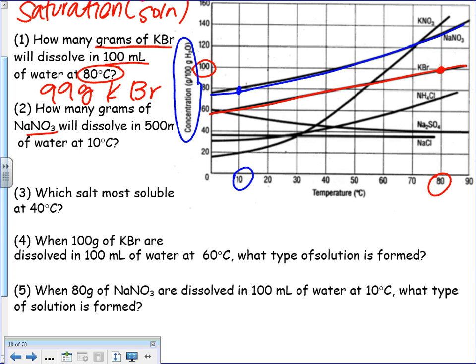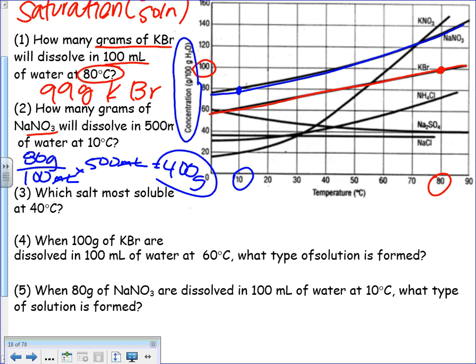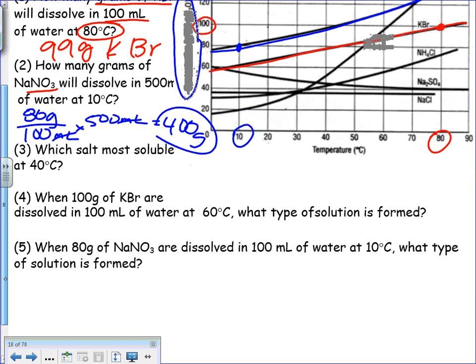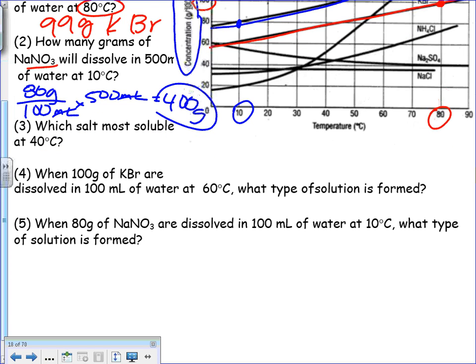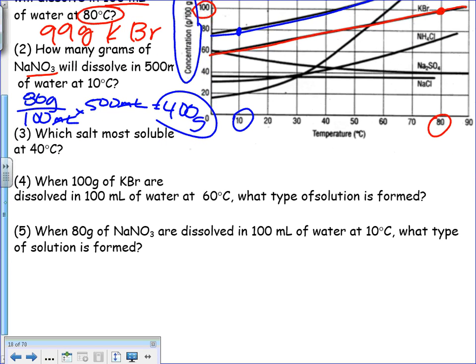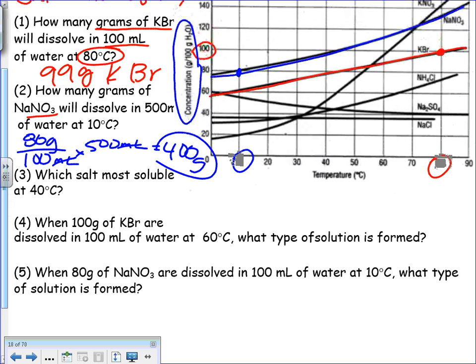How much would be in 500 milliliters of water? Yeah, so you're timesing by 5, so 400. So you're going to be 80 grams per 100 milliliters of water. So basically, I'm just going to times by 500 milliliters of water. This is just doing dimensional analysis, but it's just times by 5. And so you get 400 grams that would dissolve. Keep going. Actually, let's scroll down so you can see the graph there. The KBr is in the red up there.